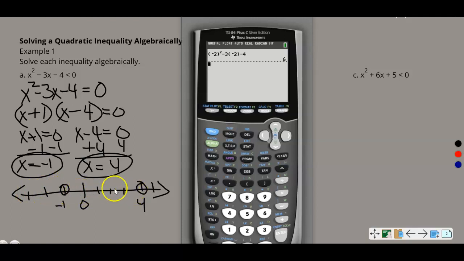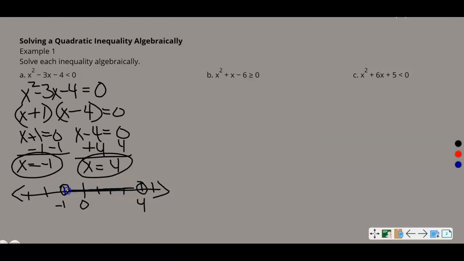All right, now let's check the part in between -1 and 4. So let's plug in 0. That's easy to plug in. 0 squared is 0, minus 3 times 0 is 0, and -4. -4 is less than 0. So that shows that this area is part of the solution. So I'm going to take and I'm going to make a line here that represents this is part of the solution. So my number line doesn't look great. And remember, the open circle says that -1 and 4 are not solutions, so it's just the numbers in between.